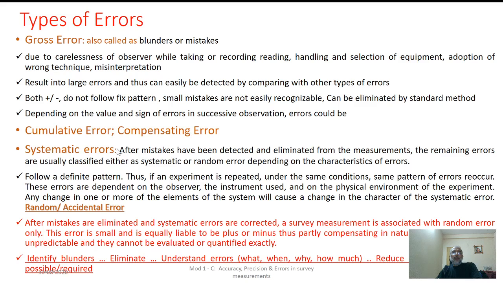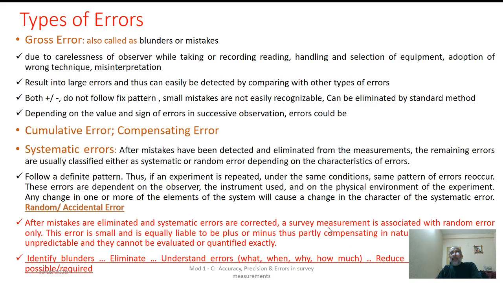In general, for surveying measurements, one is expected to identify the blunders, that is mistakes, by following standard methodology, eliminate those mistakes, then try to understand what the errors are, when they are occurring, why they are occurring, and to what extent they are occurring. So this understanding will help us to take certain precautions, and hence we will be able to reduce the errors as such.